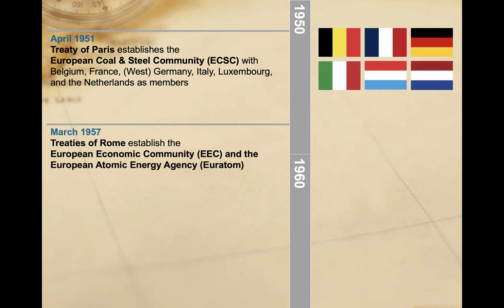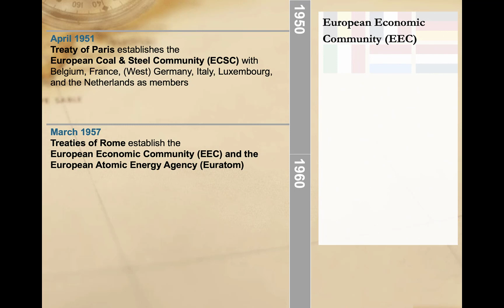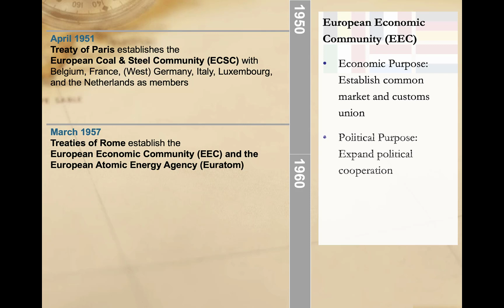Based on the success of the European Coal and Steel Community, the 6 member states continued to move towards further political and economic integration. In March 1957, they signed the Treaties of Rome, which established the European Economic Community, or the EEC, and the European Atomic Energy Agency, known as Euratom. As with the coal and steel community, they had both a political and economic purpose. Economically, the EEC moved towards the establishment of a common market and customs union among its member states. And politically, it continued to expand the progress towards political cooperation among member states.